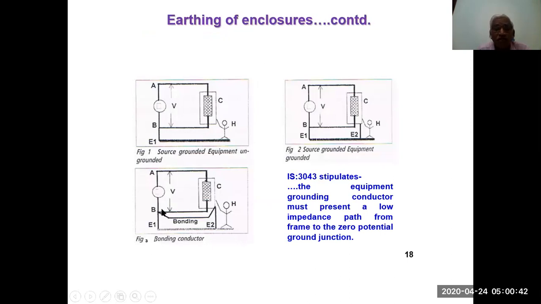One bonding conductor has been brought directly from the neutral point to the body, and the body is also earthed. IS 3043 stipulates the equipment grounding conductor must present a low impedance path from the frame to the zero. Low impedance is being emphasized, you can notice everywhere.